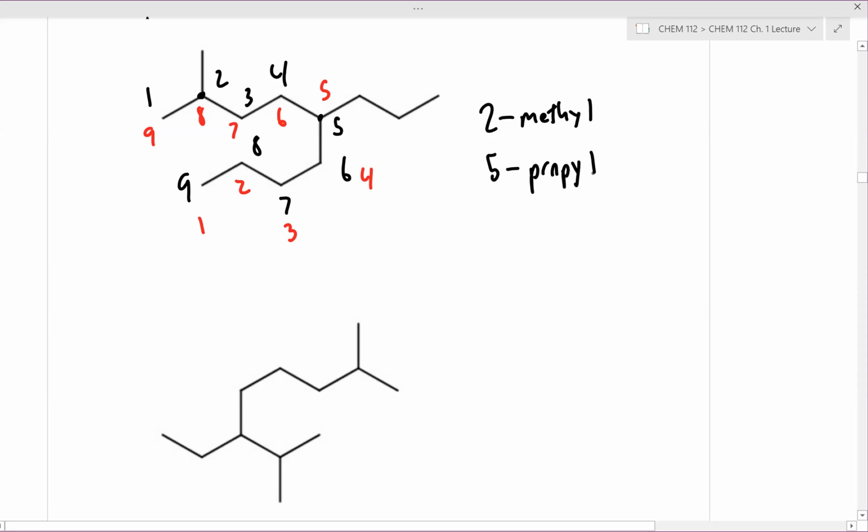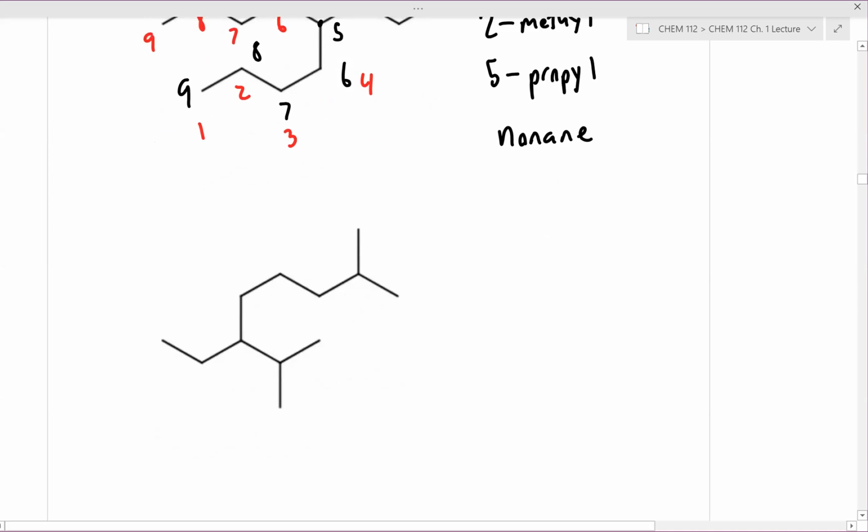And then finally, since this is a 9-carbon chain, what do we call 9-carbon chains? Nonane. Yes. Okay, perfect. Let's now move to the next example.